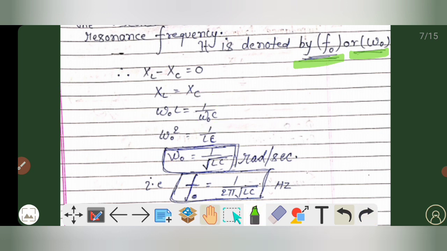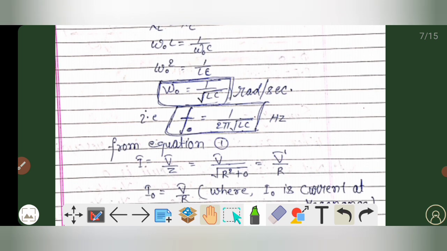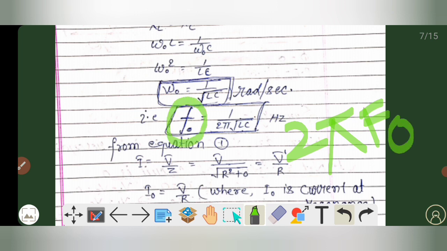Now, my dear friends, if we proceed further in the calculation, omega square comes out to be 1 by LC. If you want to calculate the value of omega naught, it comes out to be 1 by root under LC, and its unit will be radian per second. We also know that omega naught is equal to 2 pi f naught, where f naught is the resonance frequency. So from here, if you want to calculate f naught, it comes out to be 1 by 2 pi root under LC.